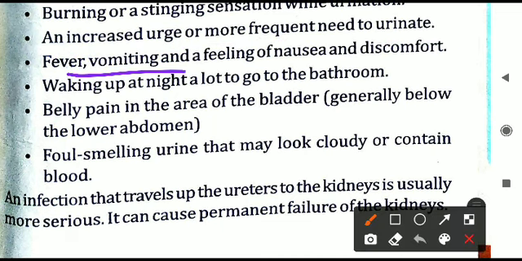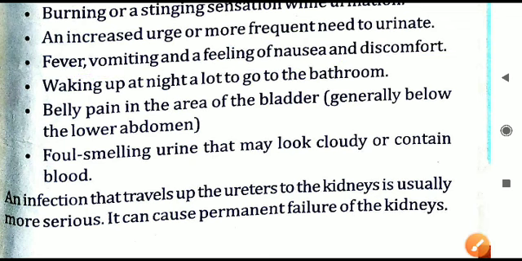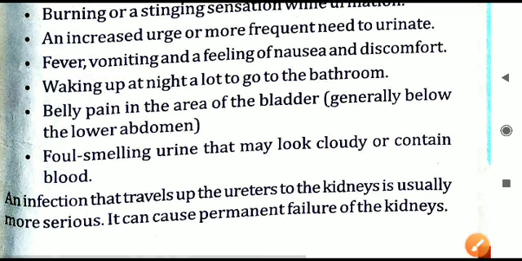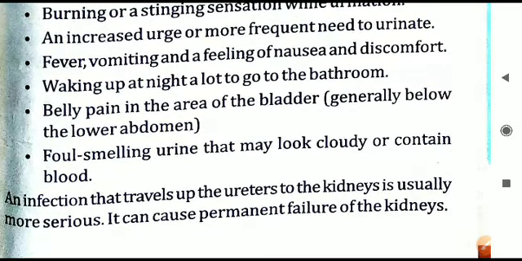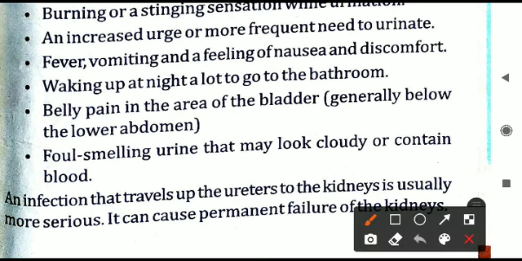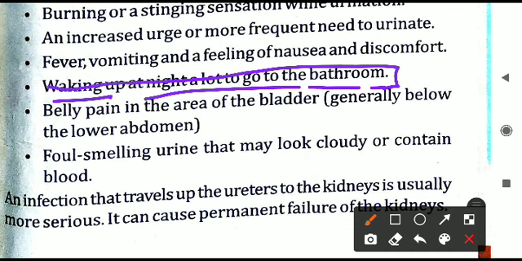Next is fever, vomiting, and a feeling of nausea and discomfort. So these are also certain problems. Next one is waking up at night a lot to go to the bathroom. Here again the person is not able to maintain the quantity of water in the body.